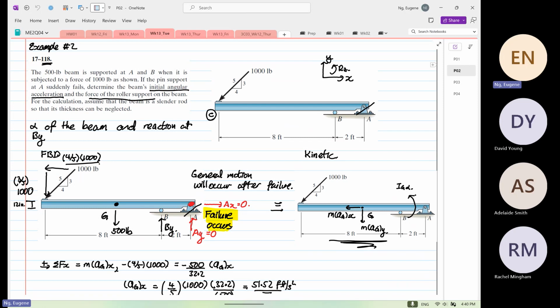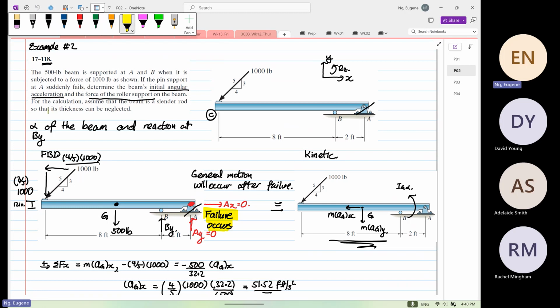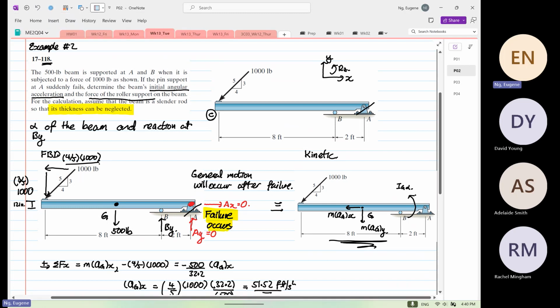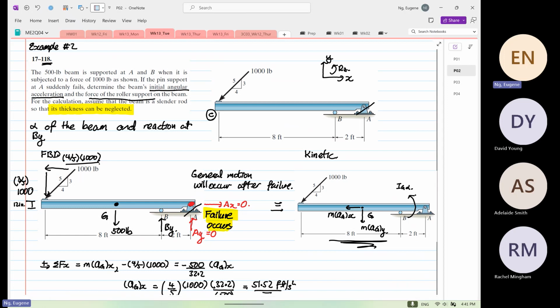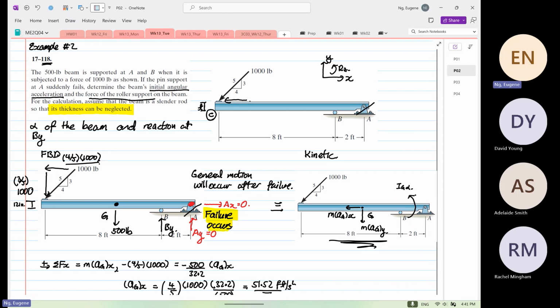For the calculation, we're going to assume that the beam is a slender bar so that the thickness can be neglected. In the exam, maybe I can tell you that the thickness cannot be neglected and I give you a certain thickness. Even if I give you a certain thickness, there's only going to be an extra moment. Let's say this thickness is known. The only thing you have to consider that's different is over here.